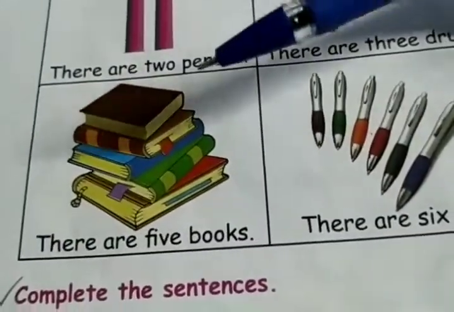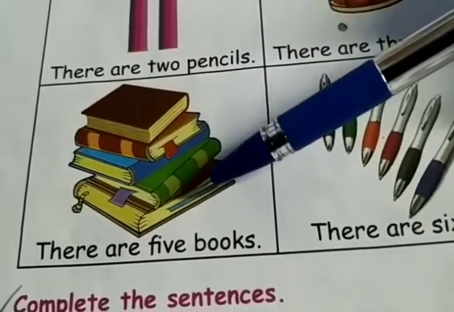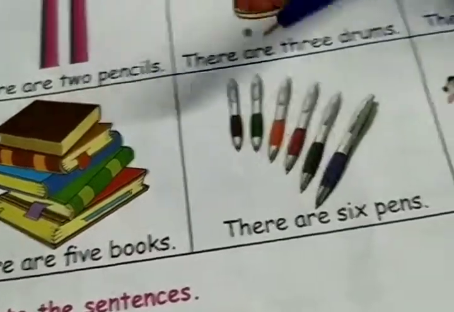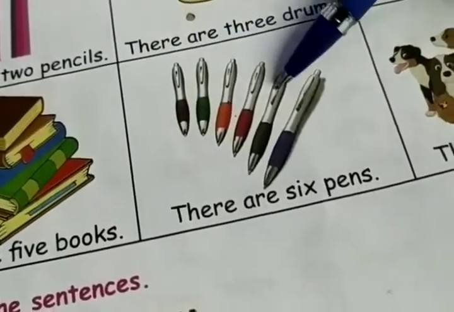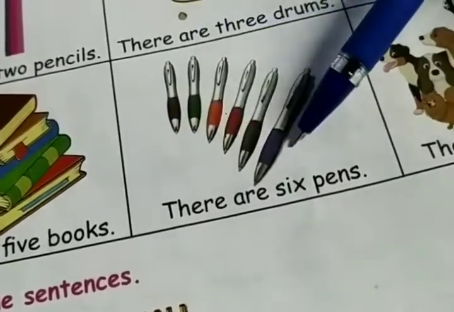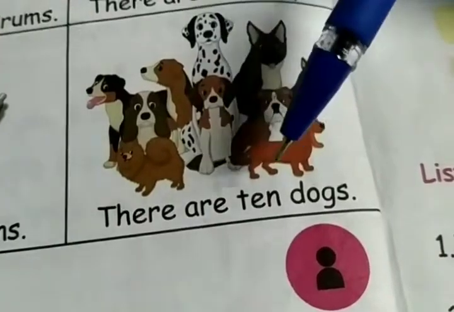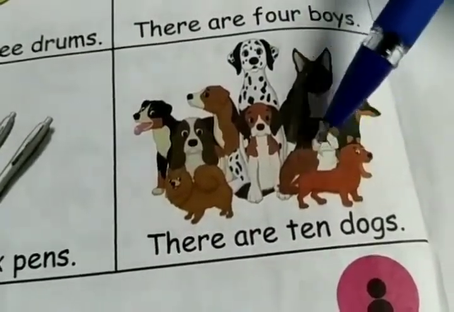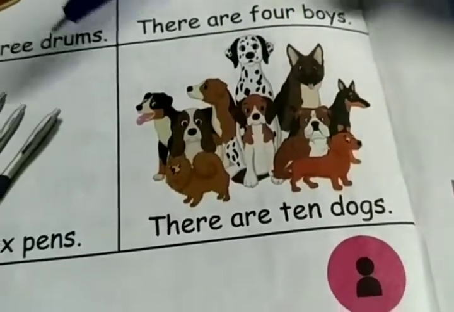And then, how many books are here? There are five books. 1, 2, 3, 4, 5. Five books. Then, how many pens are here? 1, 2, 3, 4, 5, 6. So, there are six pens. And how many dogs are here? There are 10 dogs. Let us count. 1, 2, 3, 4, 5, 6, 7, 8, 9, 10. Okay. So, there are 10 dogs.